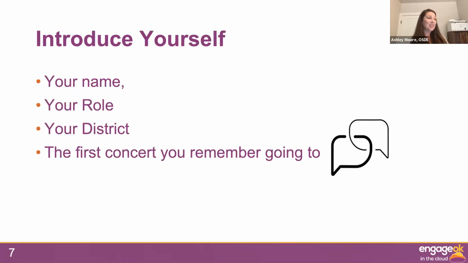A lot of you have already started doing this, but if you haven't, please go ahead in the chat box and list your name, your role, your district, and tell us the first concert you remember going to, to help us get to know you a little bit better.